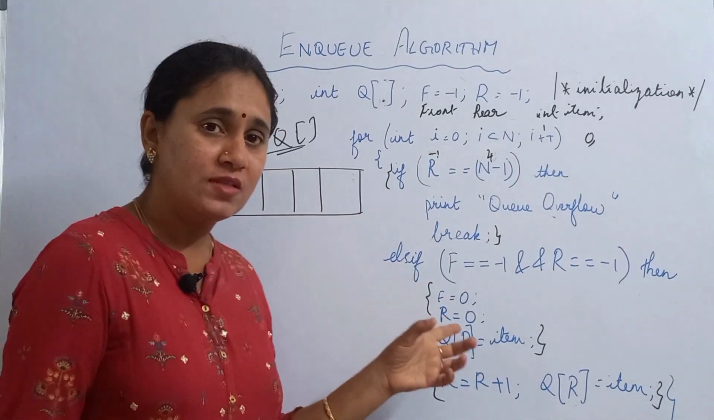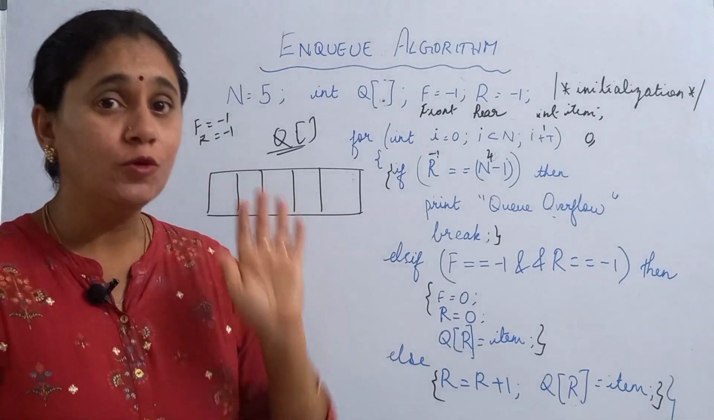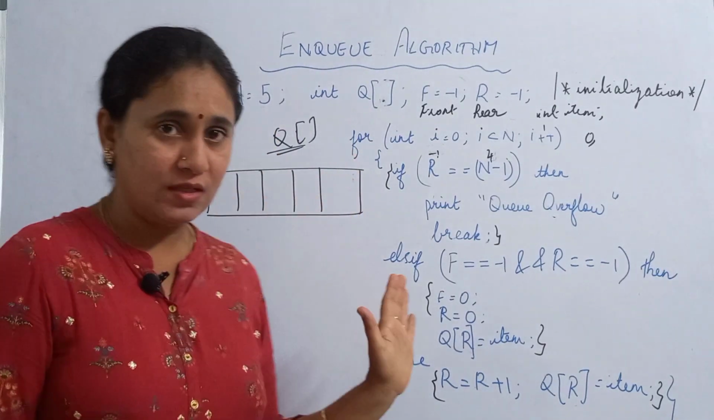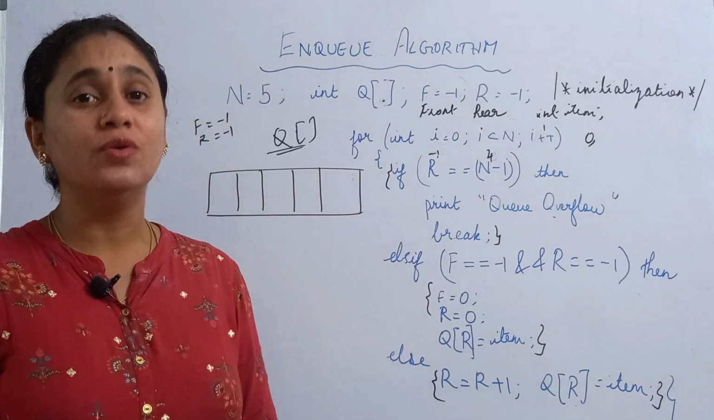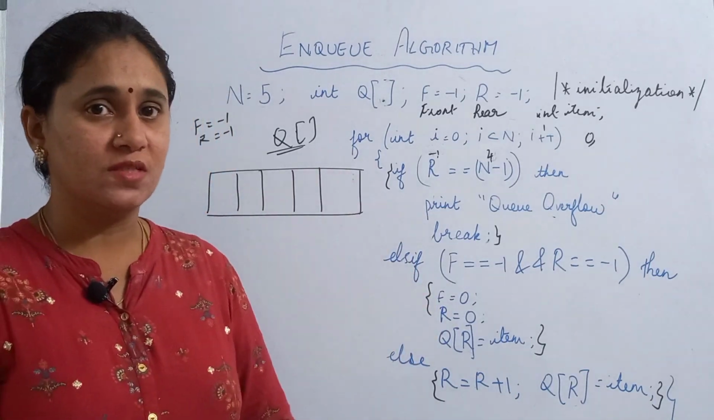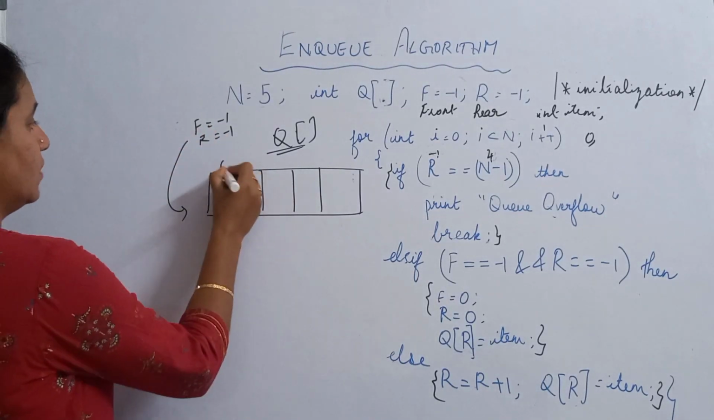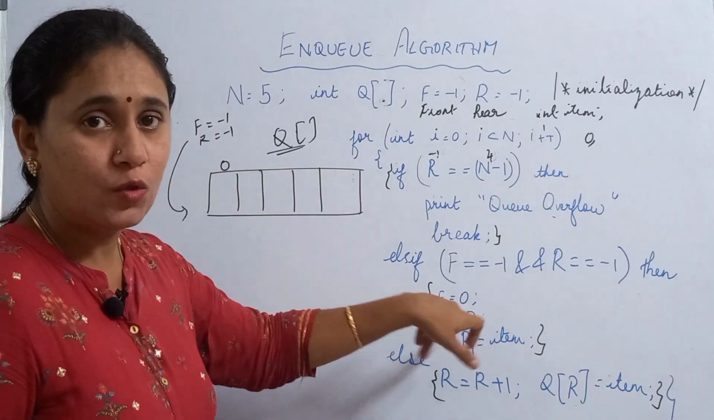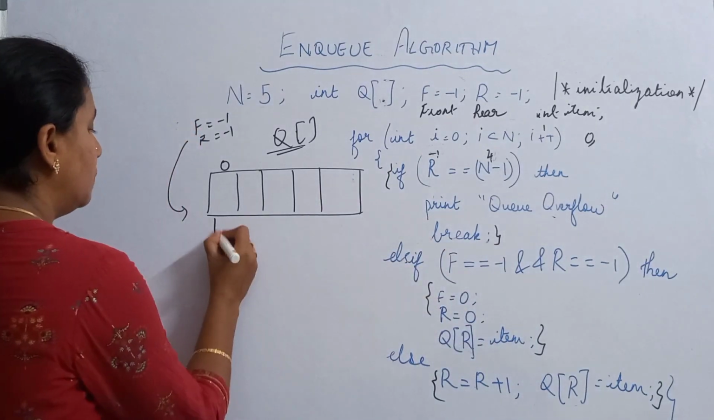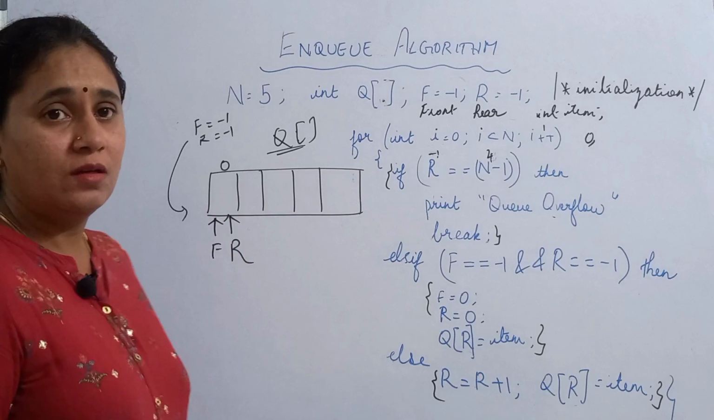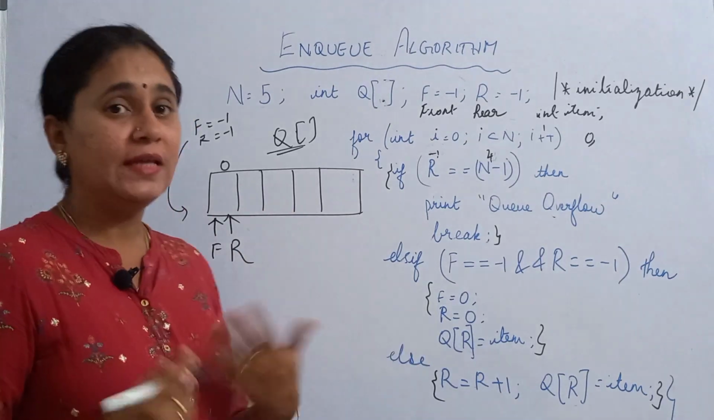So what is the meaning of this statement? First, I must bring the two pointers inside my queue data structure, and only then should I initiate inserting the elements. Isn't it, friends? So bring the pointers to 0: f is equal to 0 and r is equal to 0. So bring the pointers here, f and r. Now I am going to insert the element.